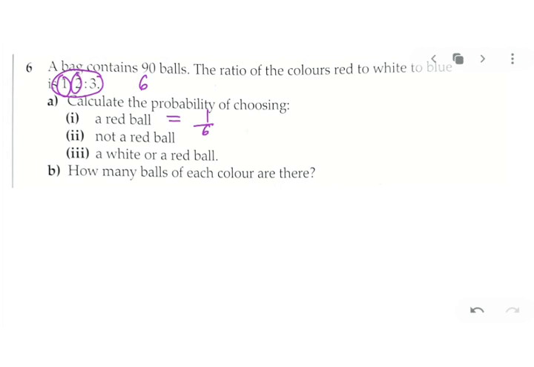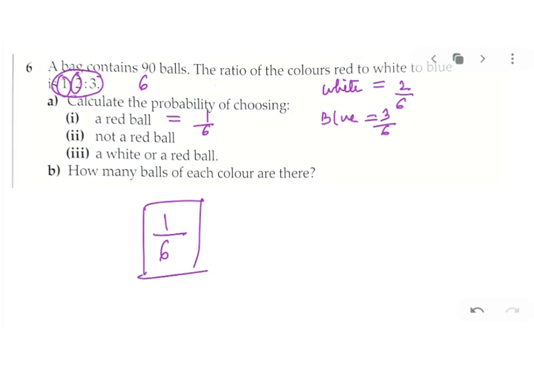White will be 2 upon 6. I'll write it here. For white, the probability will be 2 upon 6 and for blue, it will be 3 upon 6. Is that clear? Now, if I say 1 upon 6 is the probability of a red ball, what is the probability of not a red ball? A red ball is 1 upon 6.